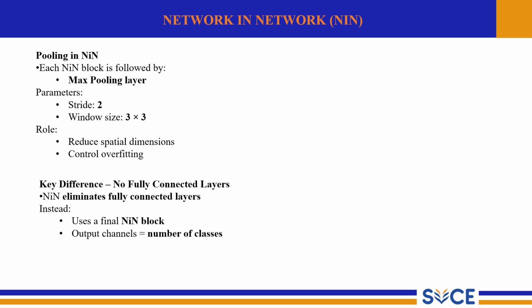After this, a global average pooling layer is applied. This layer takes the average of each feature map and converts it into a single value, producing a final vector of class scores. This approach preserves spatial information until the very end of the network and drastically reduces the number of parameters. So overall, by combining efficient pooling and removing fully connected layers, NIN achieves a compact, memory-efficient and effective deep learning model.